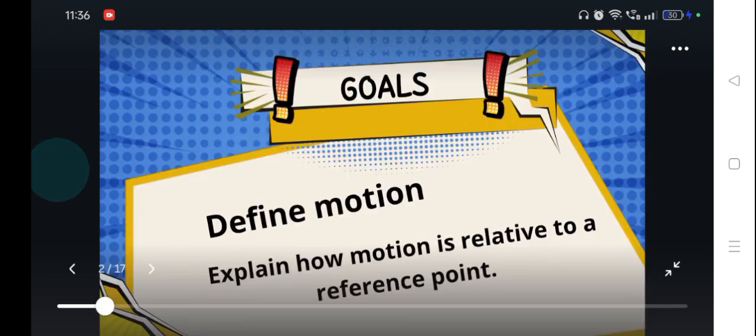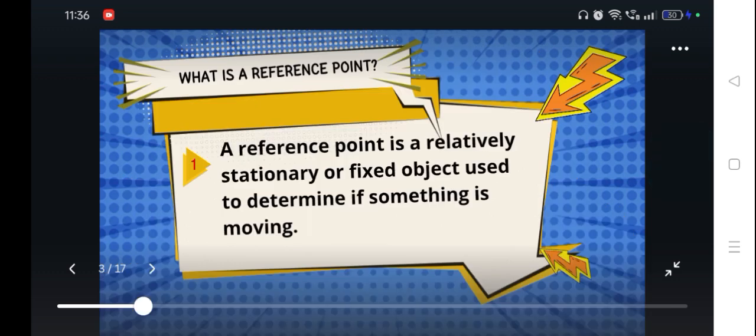So here are the goals of today's video lesson. Number one, we will define what is motion. Secondly, explain how motion is relative to a reference point. And talking about a reference point, we will begin with the definition. What is a reference point?